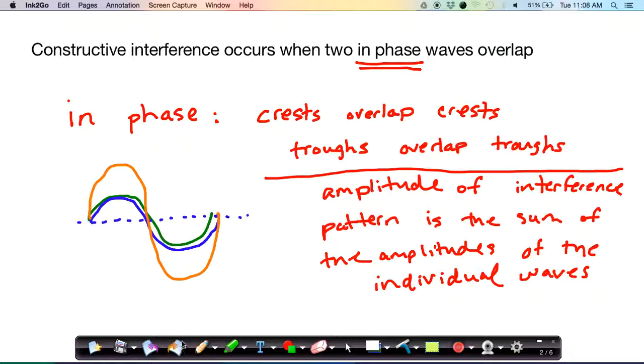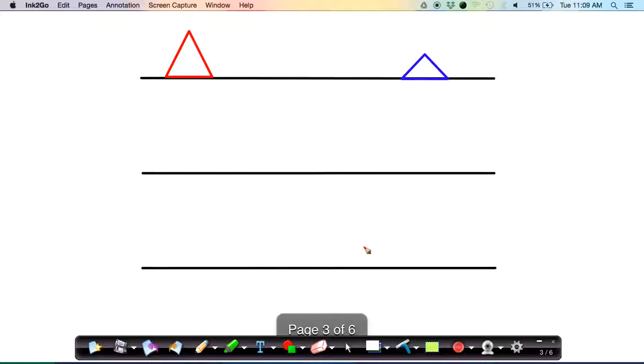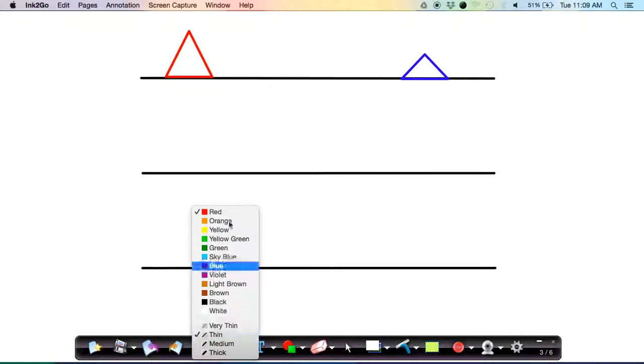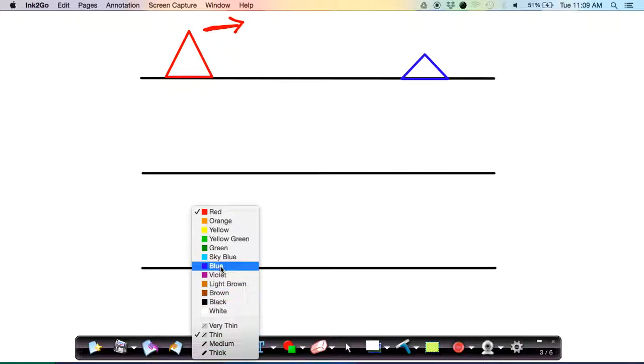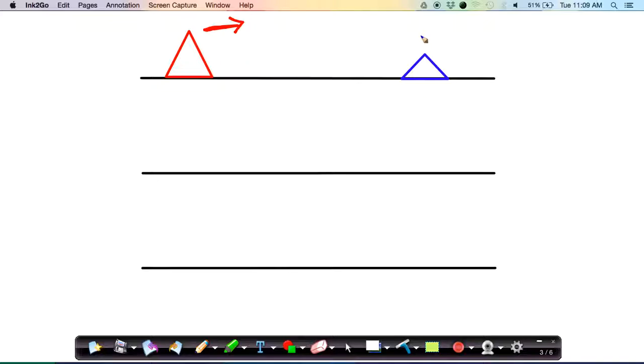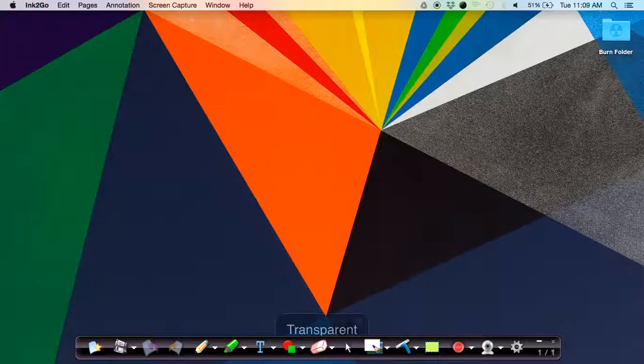So let's walk through an example of how we might determine the interference amplitude for two in-phase wave pulses. So here we have two wave pulses. Let's say that the wave pulse on the left here is traveling to the right, and the wave pulse on the right is traveling to the left. So we have waves traveling in the directions indicated here.